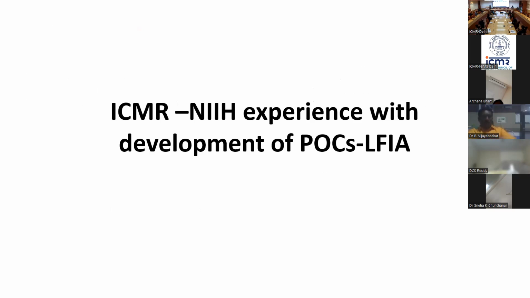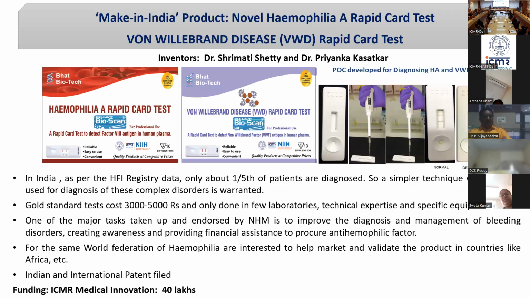Now I will brush through our institute's experience with development of point of care tests. We have mainly focused on lateral flow immunoassays. So coming to the points to remember when you're developing. We first developed a point of care rapid card test for hemophilia and von Willebrand disease. These are bleeding disorders wherein the patients bleed profusely and they die at an early stage because they have an absence of factor. Now, when you come to the main point, what was the need for this? The need is that we have the second largest population in hemophilia, and if you see our registry, only one fifth of the patients are diagnosed. So there is an underdiagnosis which is happening.